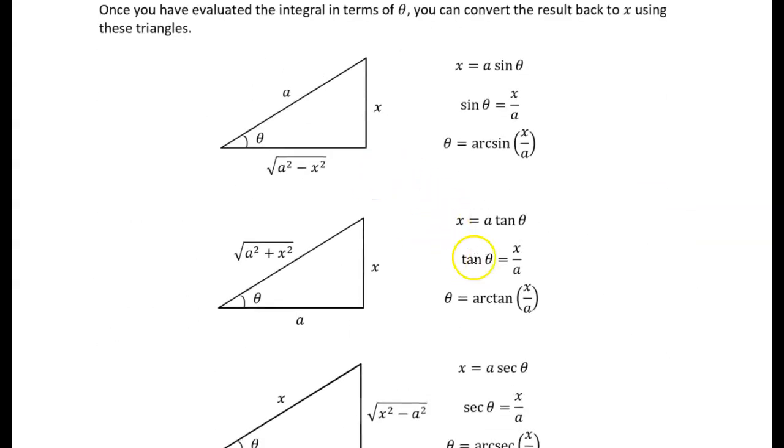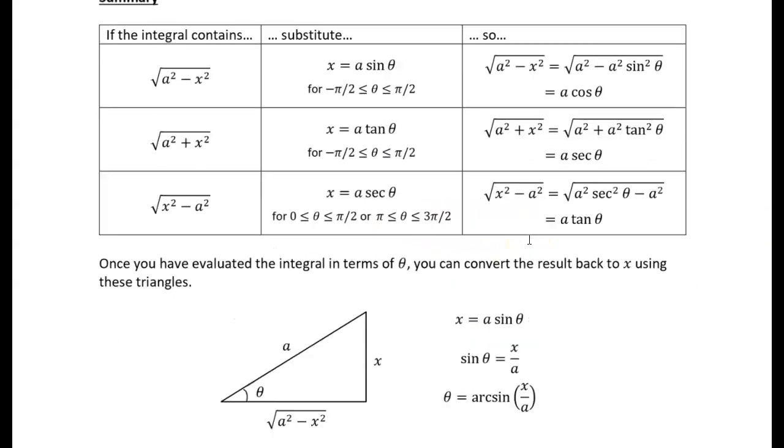I don't know if you need this. Here's the triangles for the different types of substitutions. But it's there if you want it initially for reference. But if you just think it through, you probably won't need this summary.